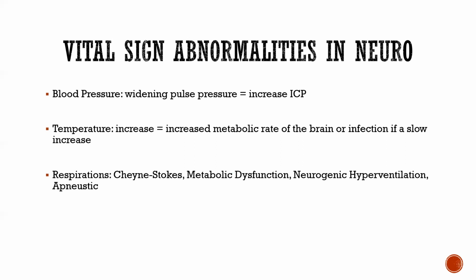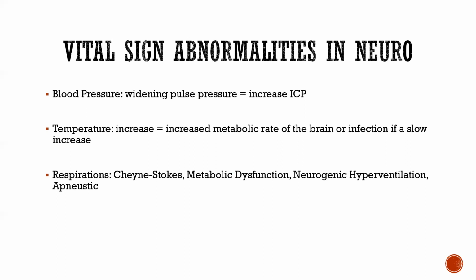Remember, I told you neuro is easy because we need to do a respiratory assessment. And so the Cheyne-Stokes breathing, that's the periods of regular breathing and then becoming apneic or no breathing at all. Metabolic dysfunction causes some respiratory issues. Neurogenic hyperventilation, that just means they're breathing fast or they're tachypneic for some reason that's going on in the brain. And then we have apneustic, and that just means apnea, right? This is just a fancy term for periods of having apnea or no breathing.